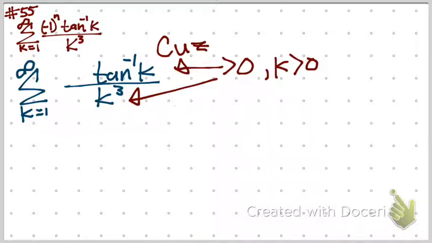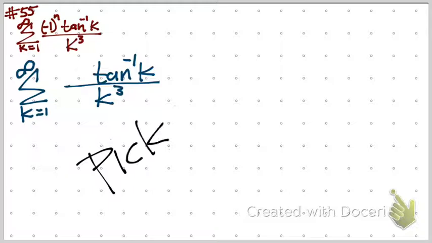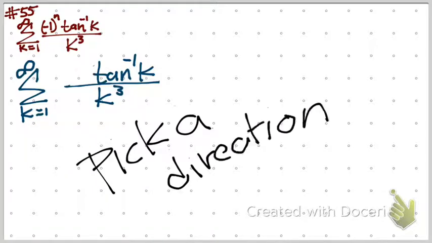So now we need to choose a direction. Which way do you think it's going to go? Do you think it's going to converge, or do you think it's going to diverge? So here we're picking a direction, and when you look at something like that, you're like, oh no! What are you going to do?